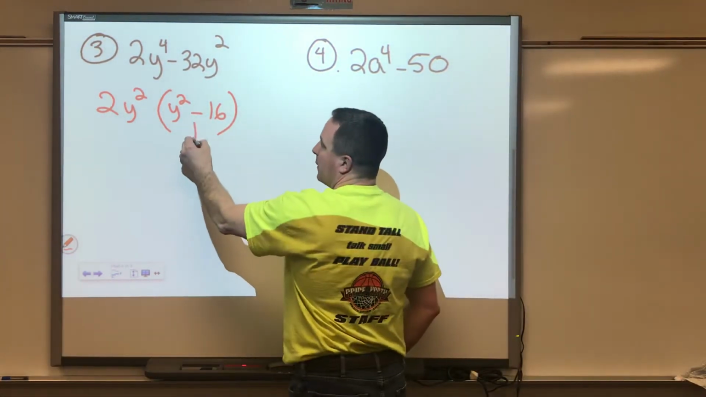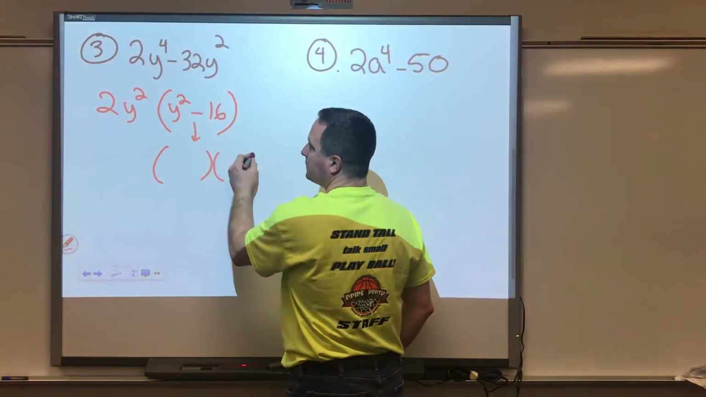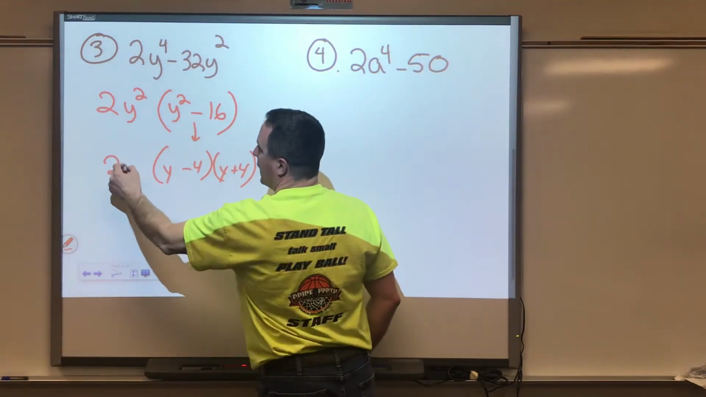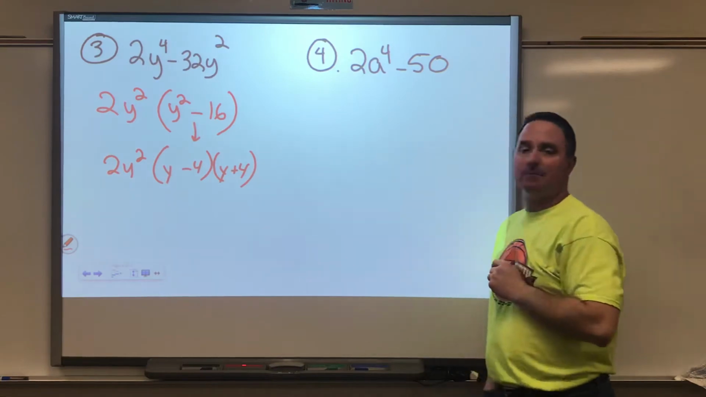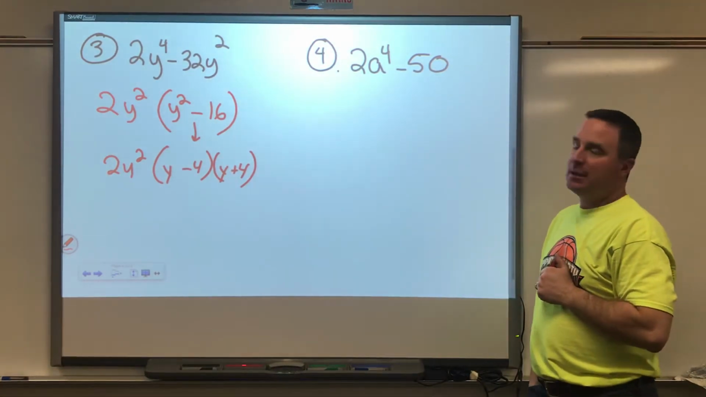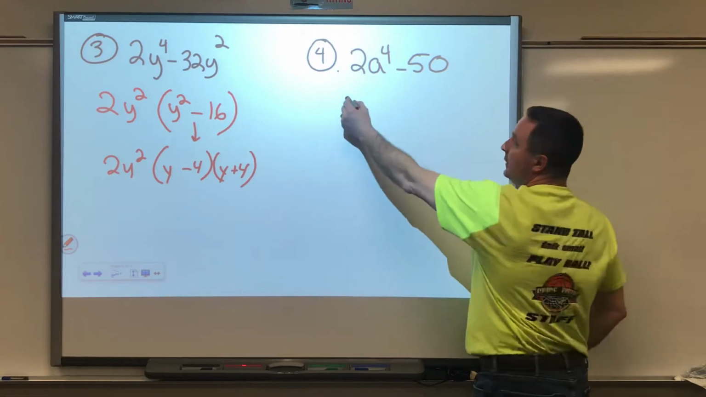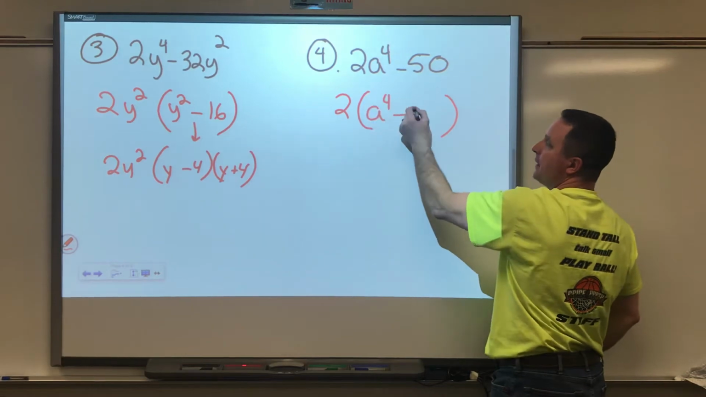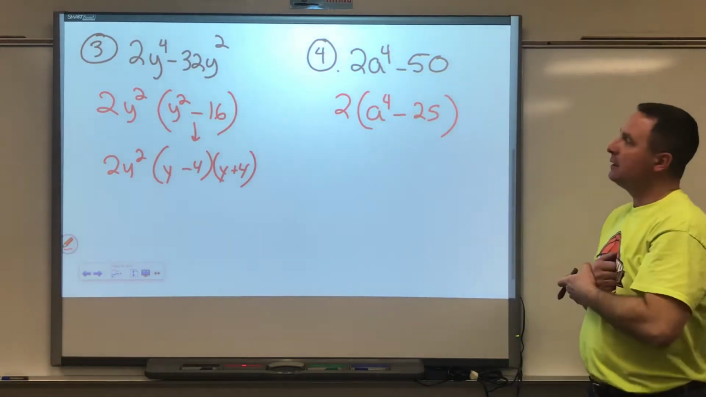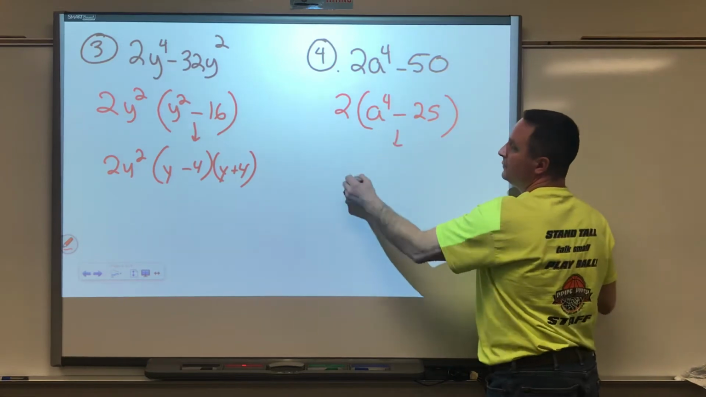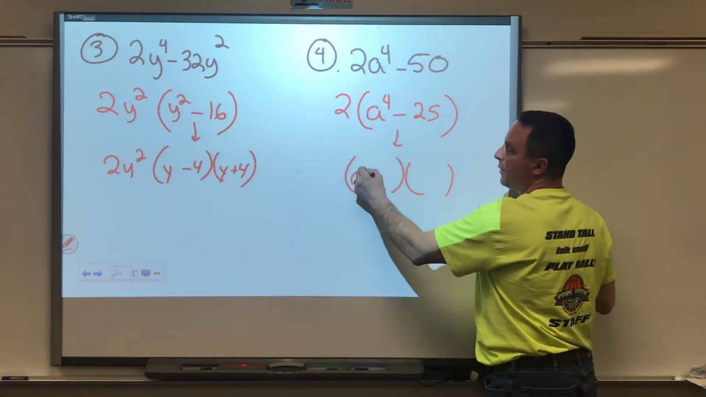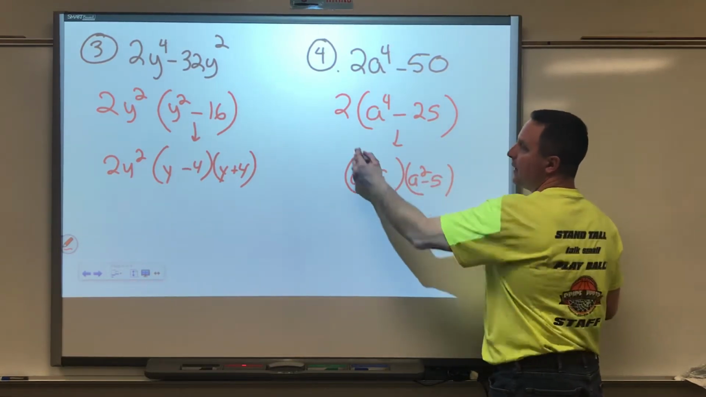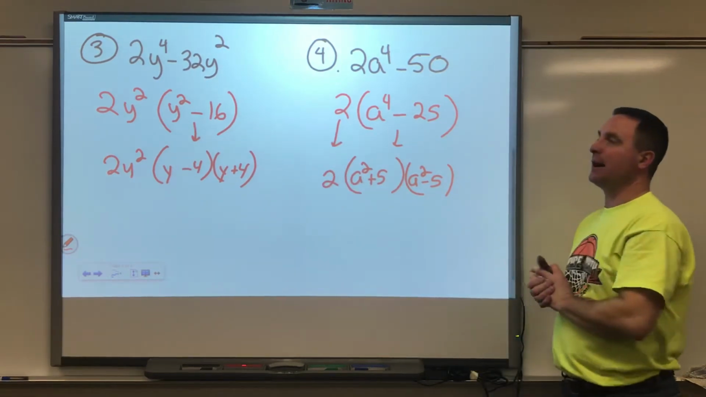And this right here, I have 2 perfect squares left over. A y and a y, a minus 4 and a plus 4. And my 2y squared comes along for the ride. Okay, this guy has a common factor. I think 2 goes into both of them. And I get a to the 4th, and 50 divided by 2 is 25. And again, I think this can go again. A to the 4th is a perfect square. I could do a squared and a squared, plus 5 and minus 5. And then the 2 comes along for the ride there.